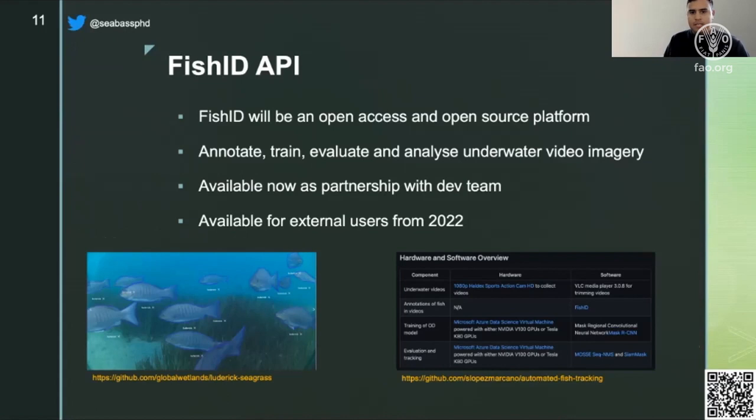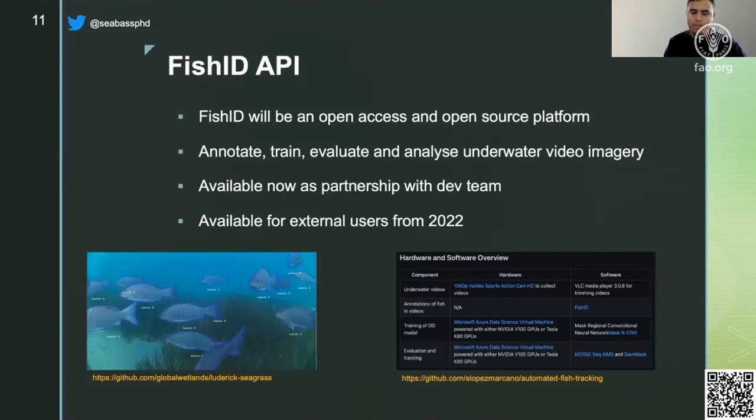Now, you may be asking, when can you access FishID, or when is it going to be available? FishID will be an open access and open source platform very soon, where you can annotate, train, evaluate, and analyze underwater video imagery. It's available now as a partnership with the developing team, but it's going to be available for external users from 2022.